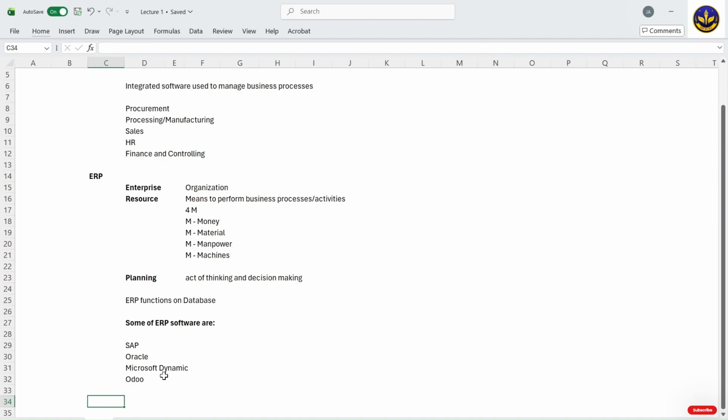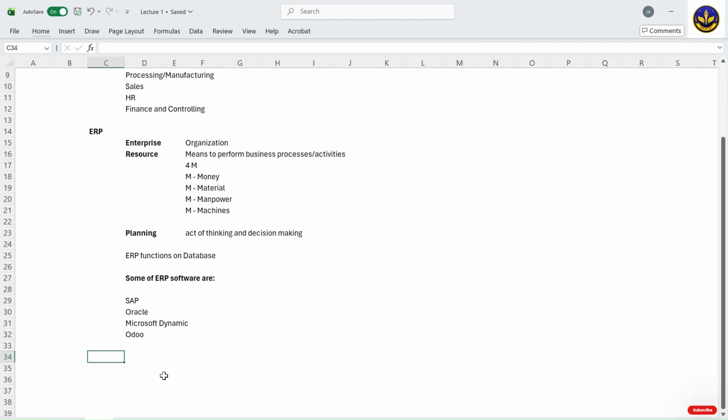Now let's jump on to our question session. As I have already told you, ERP works on a database. So the question is, can ERP work on more than one database at a time? The answer, simple and straight, is no.